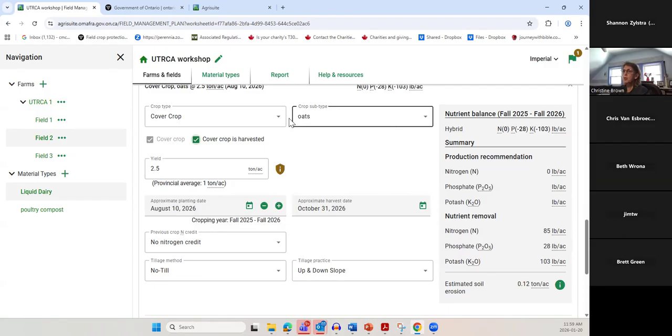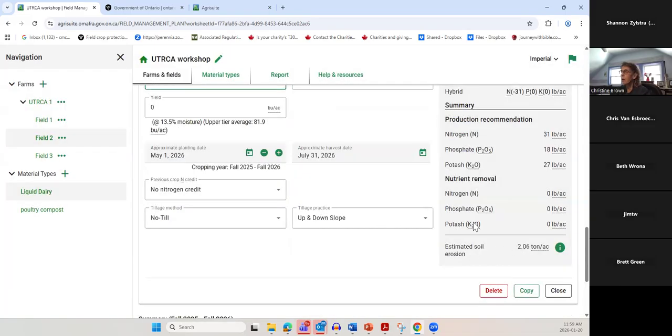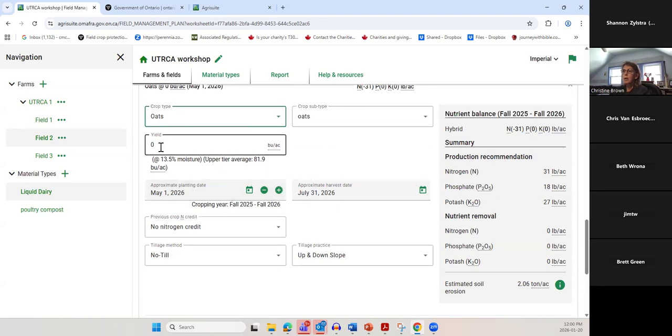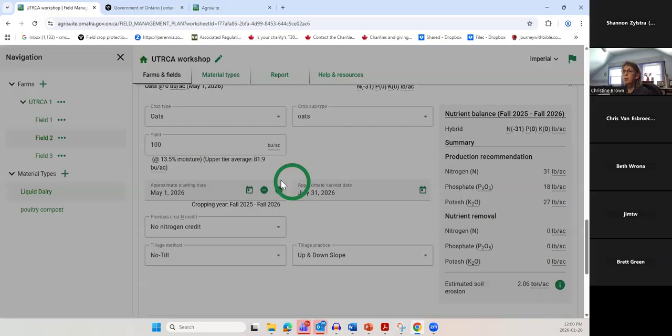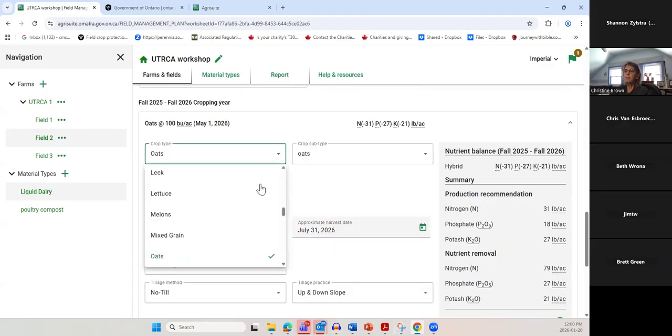Now, if I went to just oats, this is where you really know how well you know your alphabet. And again, let's say my yield is 100 bushels of oats because I put manure on a regular basis. So then I've got my production recommendations and my removal. So I have that for basically almost every crop you could ever imagine. Most of them you'll never use.